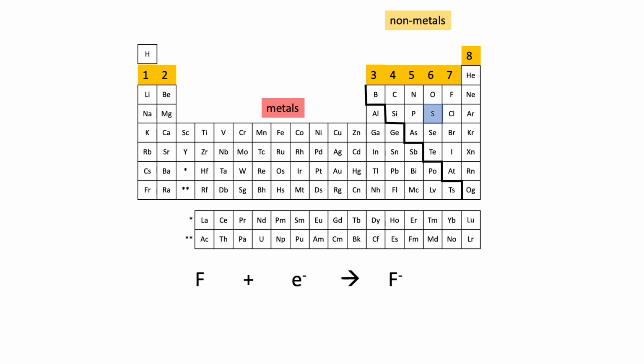Sulfur, which is in group 6, will gain 2 electrons to give an ion with a 2 minus charge. We can write this as S plus 2 electrons gives S2- ion. Can you have a guess at how many electrons an atom in group 5 will gain?